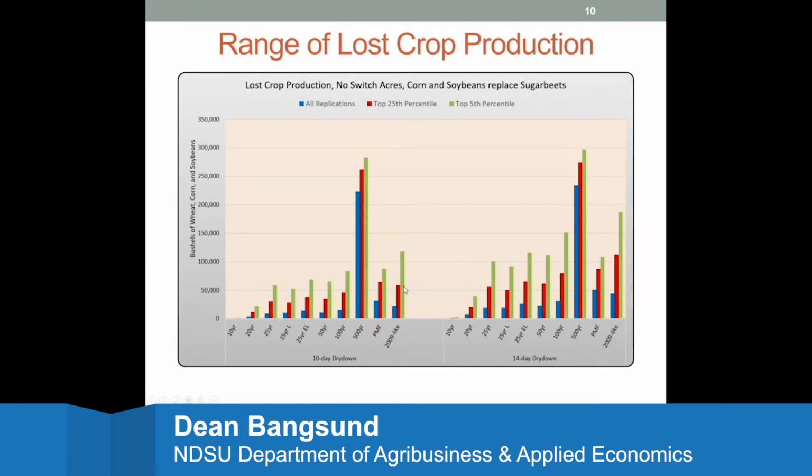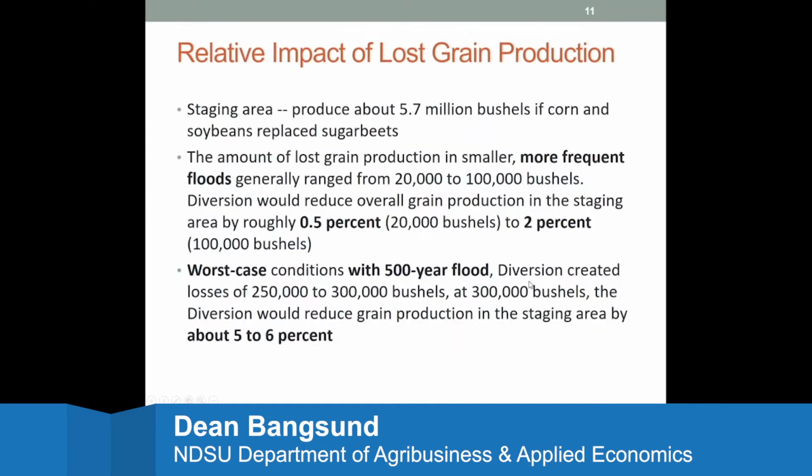And you can see the sensitivity on some of these floods when we go from the top 25th percentile worst cases to the 5% worst cases. We're seeing a little more responsiveness in the model there to the amount of grain that's not going to get produced in the staging area. So what's the relative effect of that? Can we put that into context?